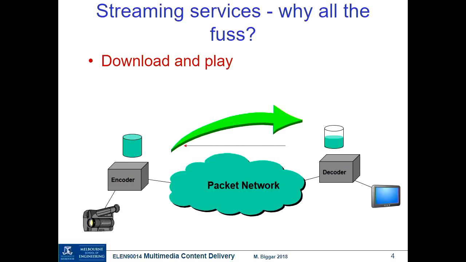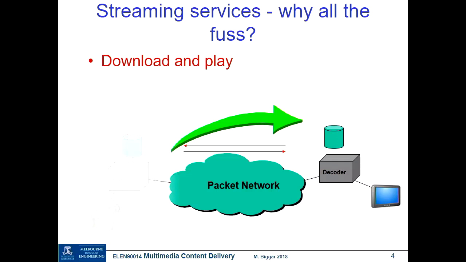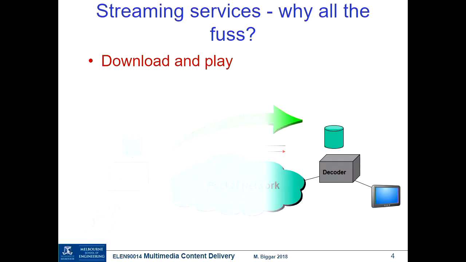Maybe there's a few exchanges in between. If there are packets lost, there might be some retransmission, whatever. We don't know at the far end. And we just download the entire file and then we start playing it out. But at the time we start playing it out, the whole of the network has no role. Right? We've downloaded a file.